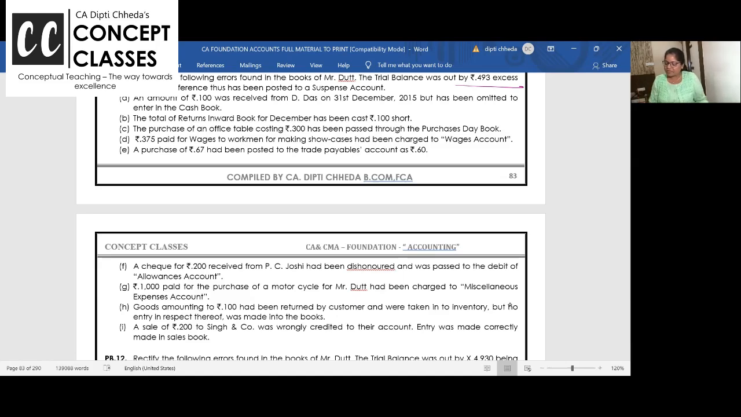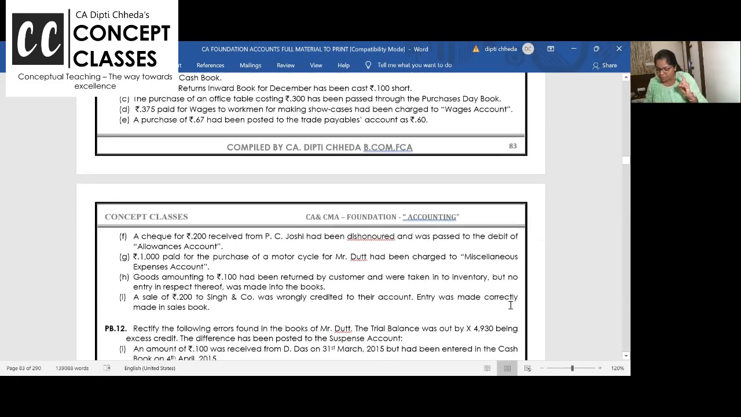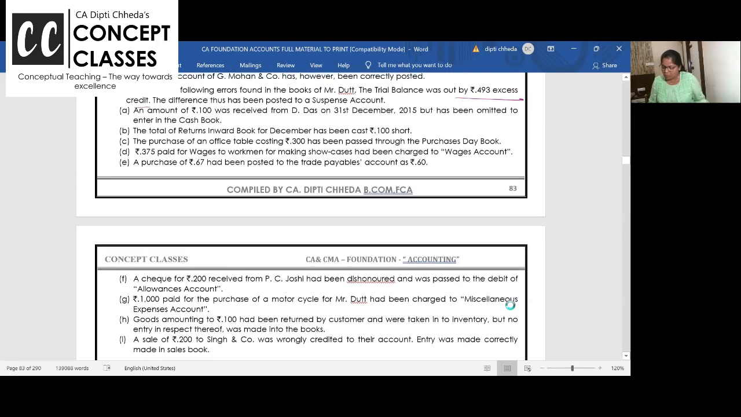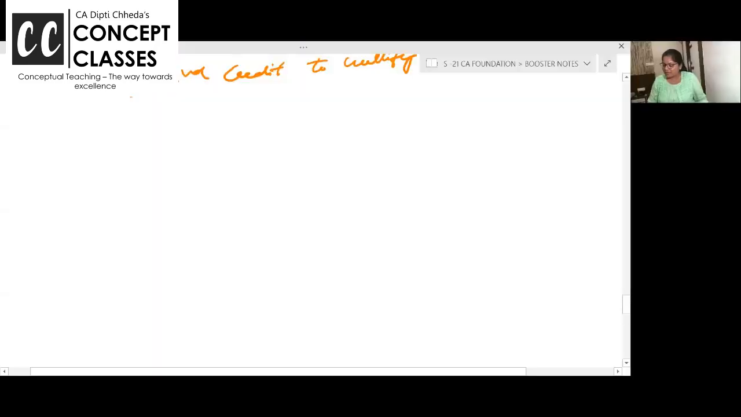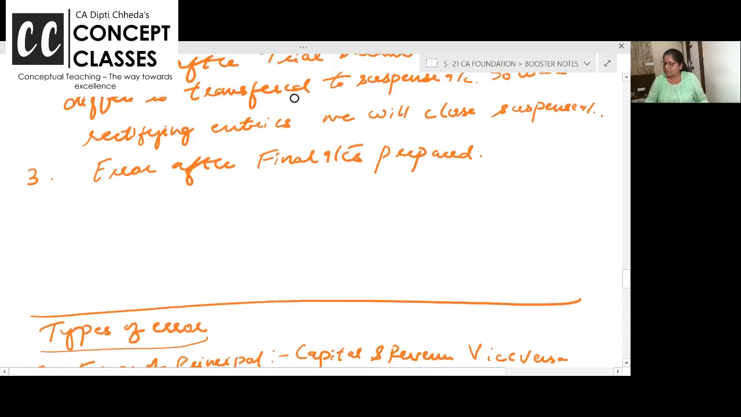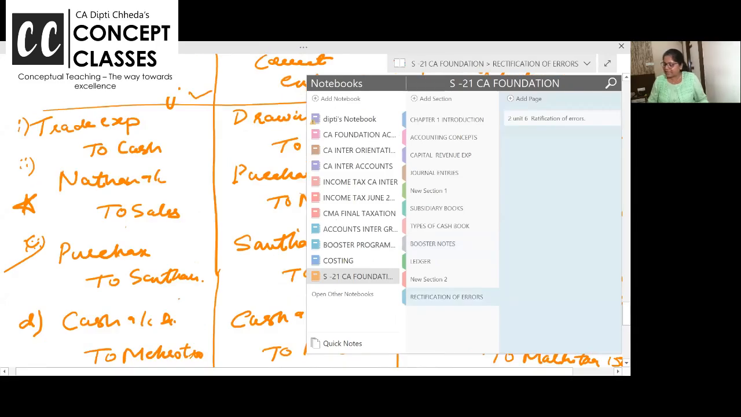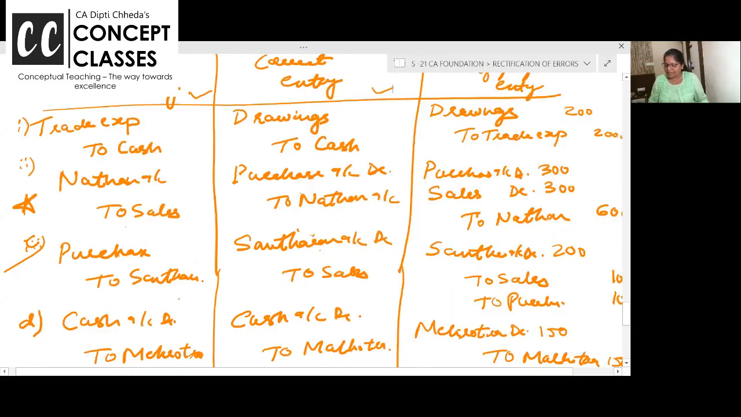An amount of hundreds was received from Didas but has been omitted to be entered in the cash book. So you have not recorded the entry only. So record it. Okay, please put me a message. How many of you still want it in the form of wrong entry? Like we did this problem. Come out of your booster notes. Booster notes writing is done. Go to the regular book. And this last problem we have done for practice.